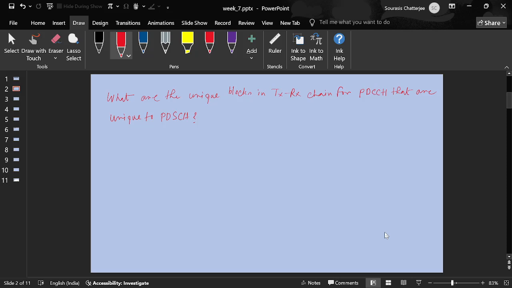Yes. Okay. And what about this REG to CCE mapping for this CORESET 0? Is it interleaved or is it non-interleaved? And why is it so?